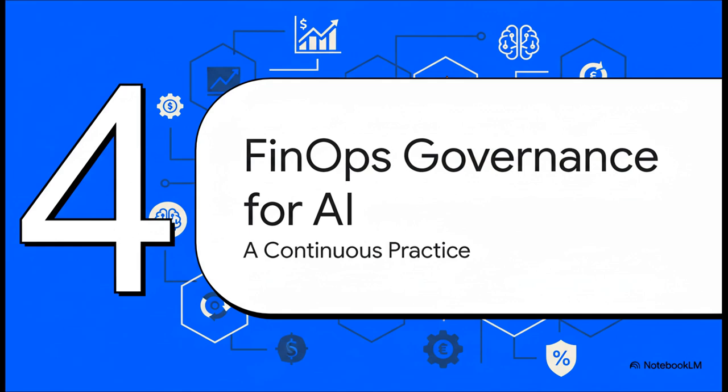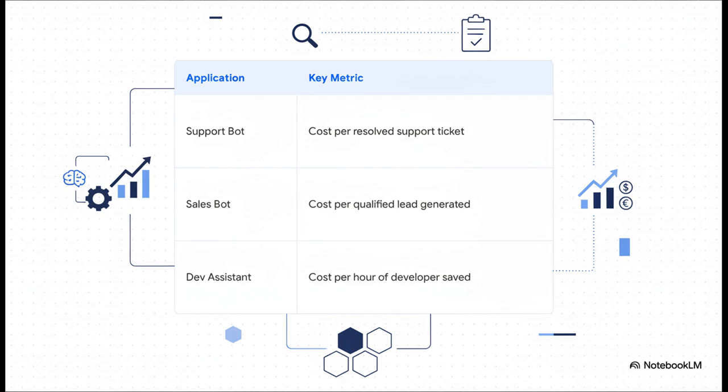Okay, let's pull back and look at the big picture for a minute. Putting all these controls in place is great, but it's not a set it and forget it kind of deal. To really make this stick, you need to turn cost control into a continuous, sustainable practice. And that means integrating it into your company's FinOps or financial operations. You've heard the old saying, you can't manage what you don't measure, and it has never been more true than with AI. It is absolutely essential that you tie your AI spending back to actual business value. So don't just look at the total monthly bill. Instead, start tracking things like cost per resolved support ticket or cost per qualified sales lead. This is how you actually prove the ROI, and it's how you make smart decisions about where to invest.